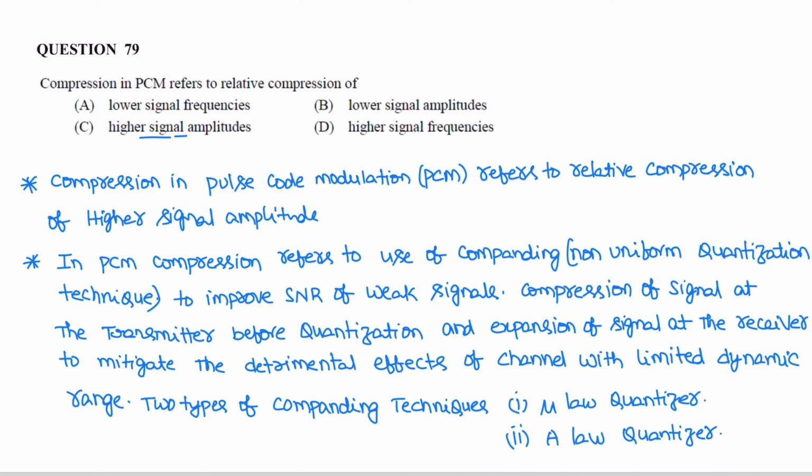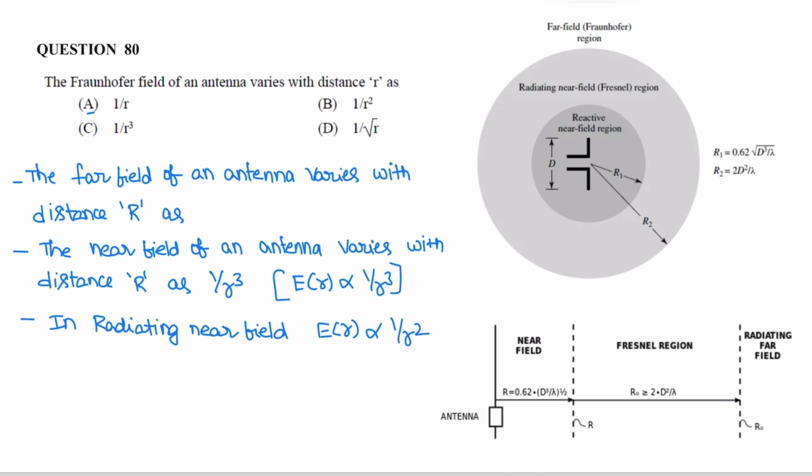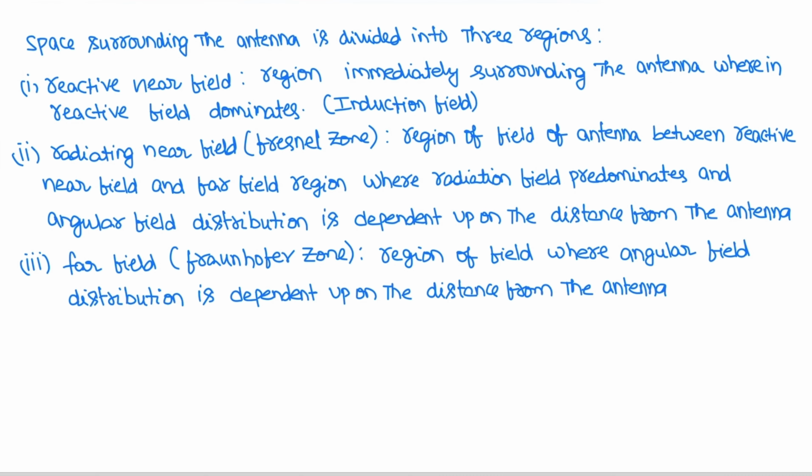And this companding is of two types: mu law quantizer and A law quantizer. The correct option is C. Next question. Fraunhofer field of an antenna varies with the distance. The space surrounding the antenna is divided into three regions.